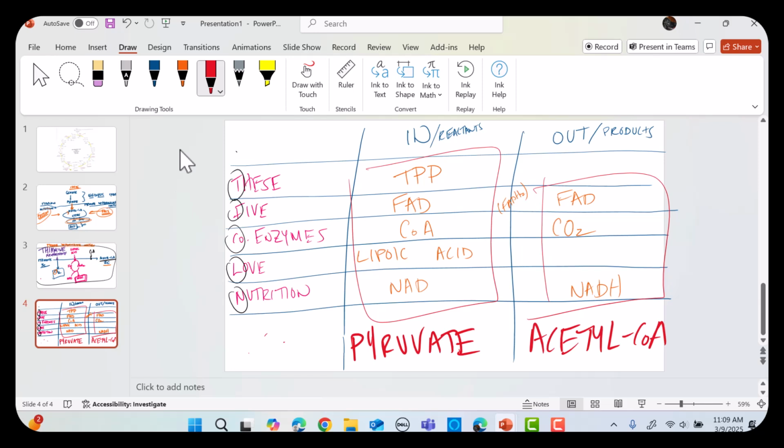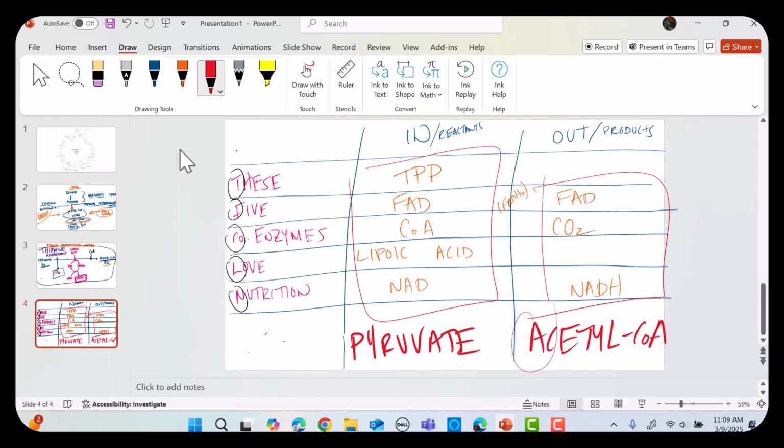So here's the other thing with mnemonics. They're not engraved in stone anywhere. Change it. These 5 coenzymes love a pretty nutrient. So pretty, whatever. Make something up. But whatever you do, make sure you don't forget the major product and reactant in this.